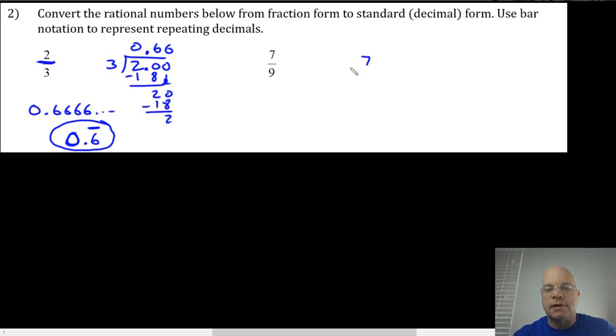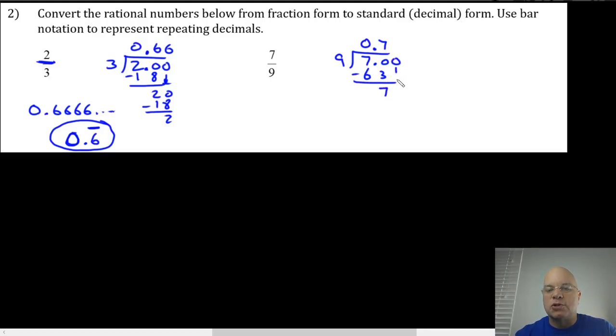7/9, we'll do 7 divided by 9. How many 9's are in 7? 0. I'll reveal the 0 in the tenths place and line up my decimal and my quotient. How many 9's are in 70? 7 9's is 63. Subtract, I get a difference of 7.